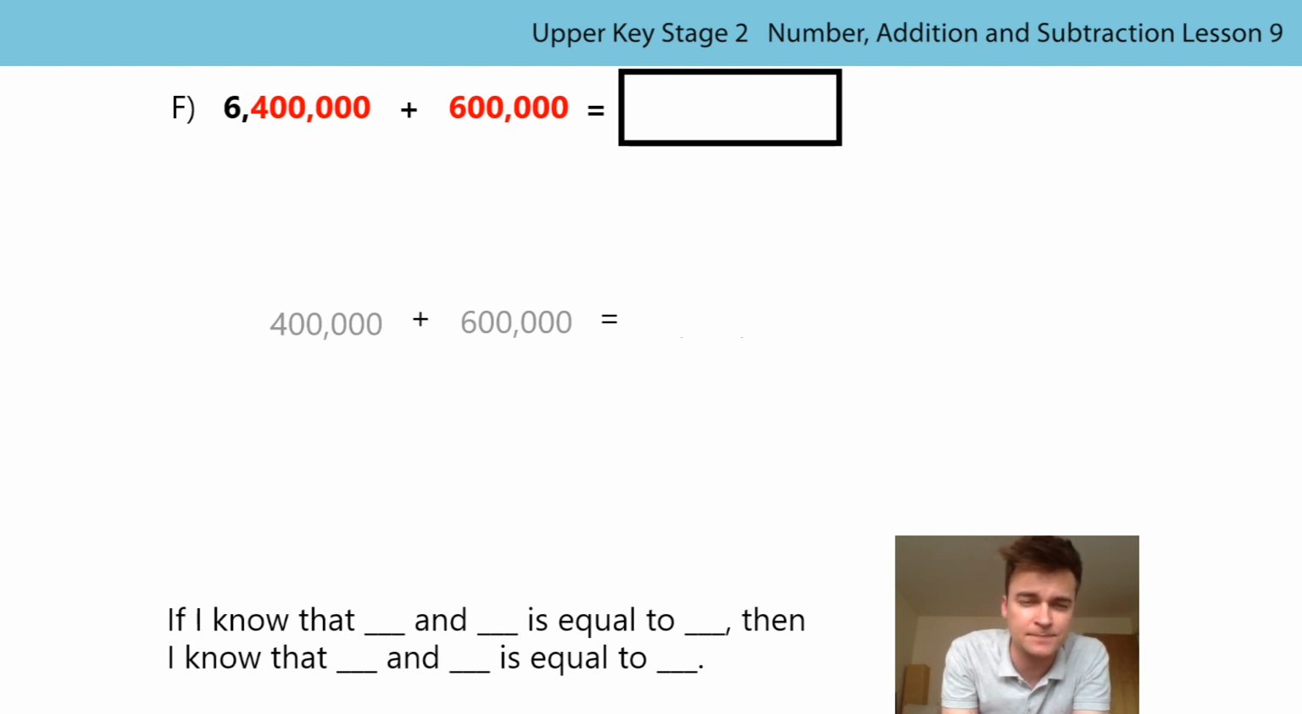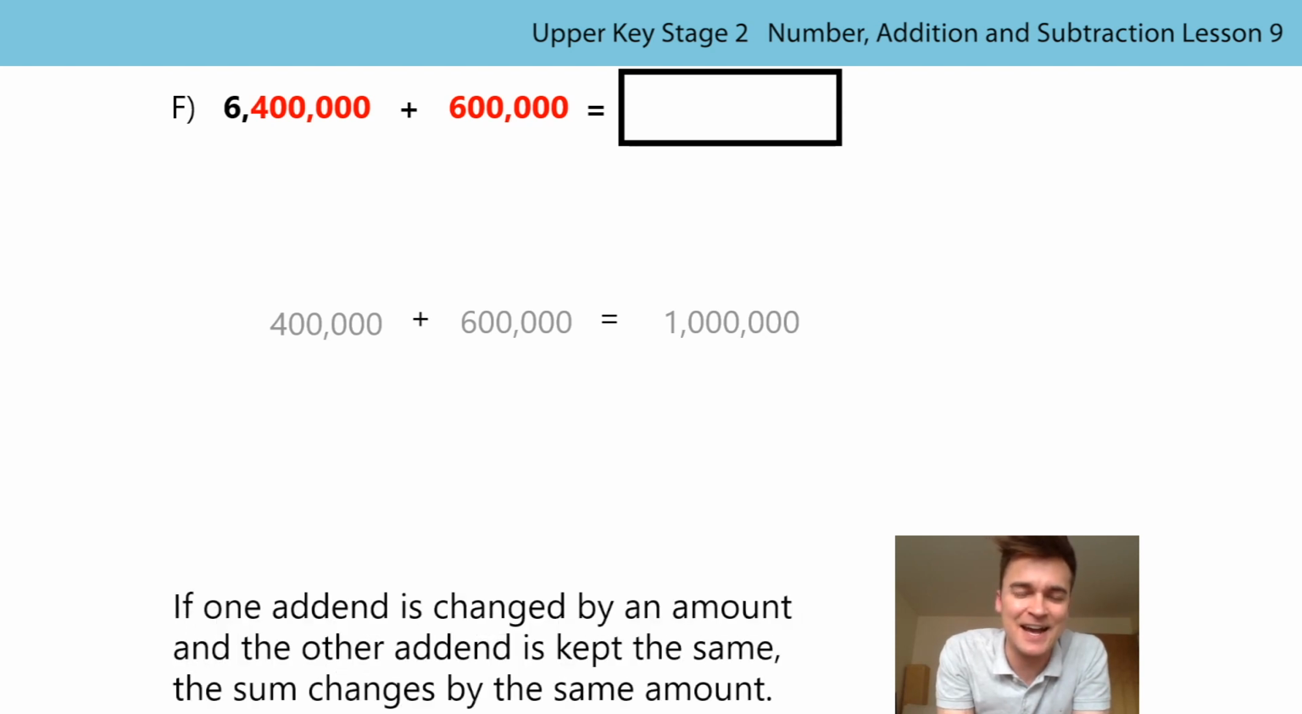Let's use the sentence together. If I know that 4 ones and 6 ones is equal to 10 ones, or 10, then I know that 400,000 and 600,000 is equal to 10,000,000. Using my place value work, I know that that is 1 million. Now with our sentence, I need to make a change to one of my addends. I need to increase it by 6 million, so I need to do the same to my sum. 1 million and 6 million is equal to 7 million.